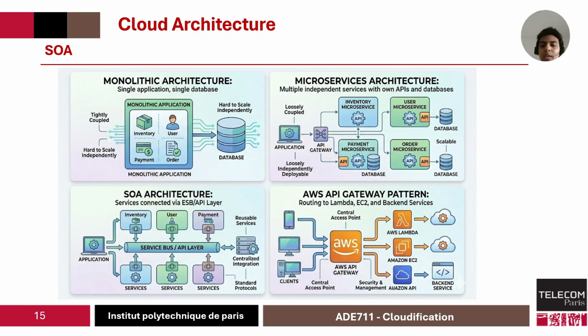And of course, the API gateway is like the door or the main gate to any other service. For example, in AWS, when you create Lambda functions or even an EC2 instance, you need an API gateway to get access to those services.